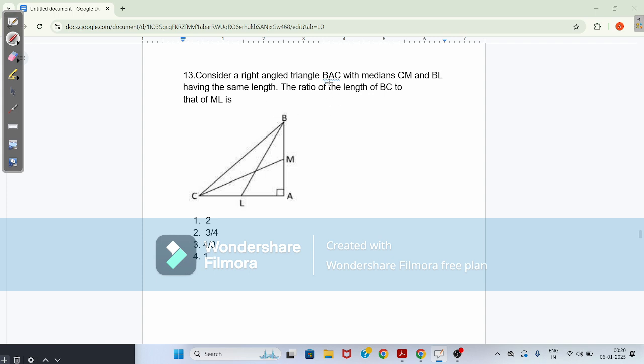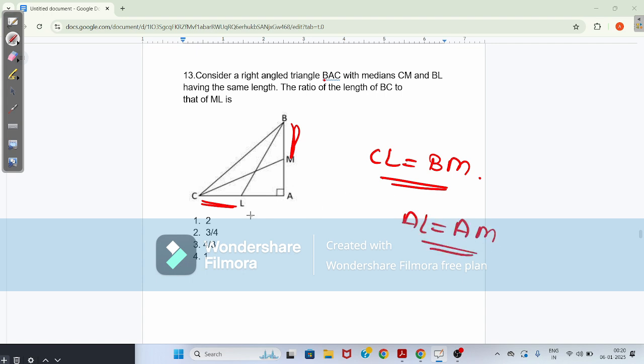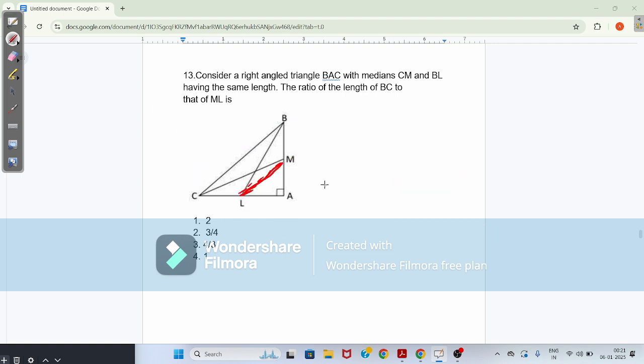Consider a right angle triangle BAC with medians CM and BL. These are the medians CM and BL which have been formed here. When they are medians, this and this value will be the same. So CL is equal to BM. These two being equal means AL will be equal to AM. Now we have to consider the ratio of the length of BC and ML. Draw a line ML. Okay, we have drawn the line ML.